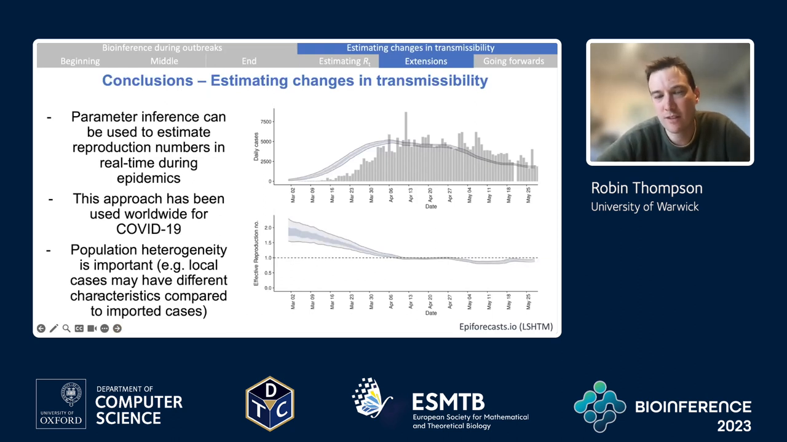So that's all for that part of the talk. Just to conclude that part of the talk, parameter inference is really important for estimating reproduction numbers in real time during epidemics. I should say that, despite its simplicity, the very simple approach that I've just shown was the basis for a huge amount of research during the COVID-19 pandemic. Lots of research groups took that method and extended it in a range of different ways. I think something else to take away from it, though, is that population heterogeneity is exceptionally important. So, for example, considering local cases and noting that they may be different in terms of their characteristics of infection compared to imported cases is something that it's essential to bear in mind, because that can affect your estimates of reproduction numbers.